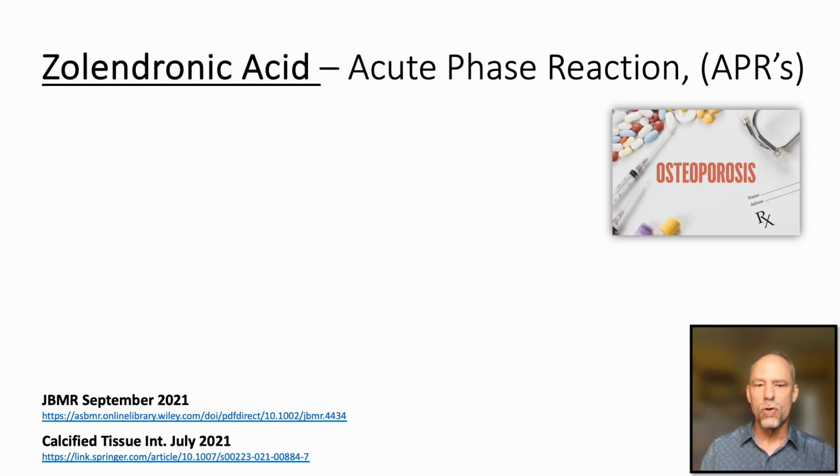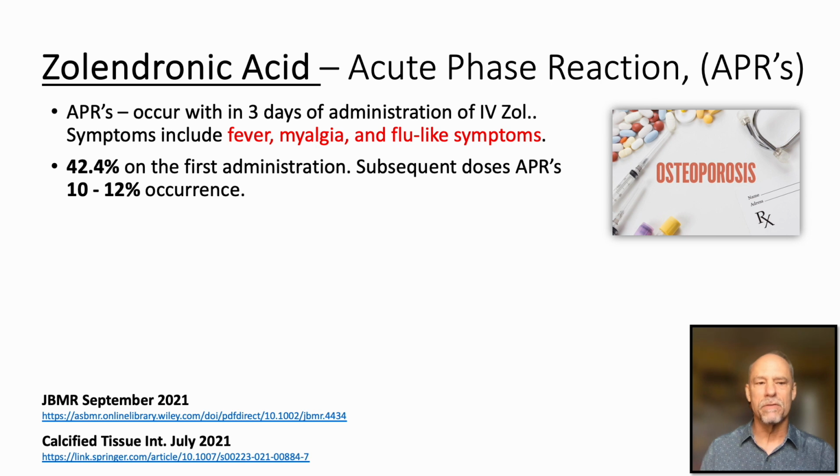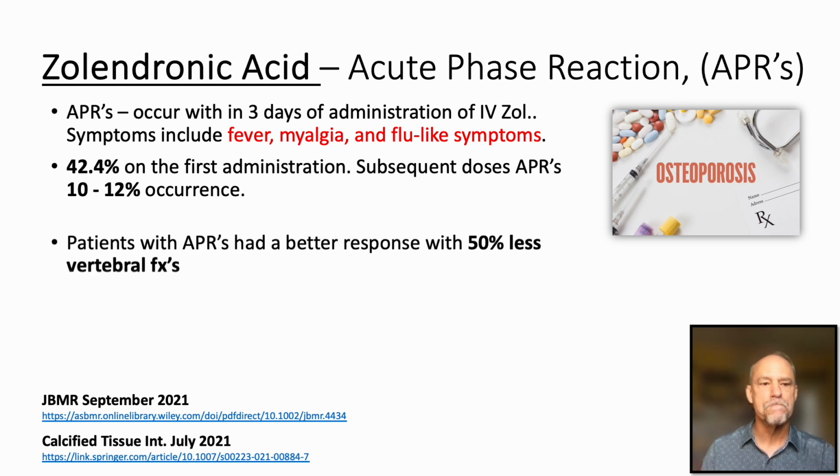We do need to know about this adverse effect of zoledronic acid IV. Many of you probably have seen this in patients. It's called the acute phase reaction, and it occurs within the first 3 days of IV zoledronic acid. The symptoms include fever, myalgia, and flu-like symptoms. It happens in up to 42% of patients on the first administration. With subsequent doses of zoledronic acid, the acute phase reaction is only 10 to 12%. That's important to tell our patients.